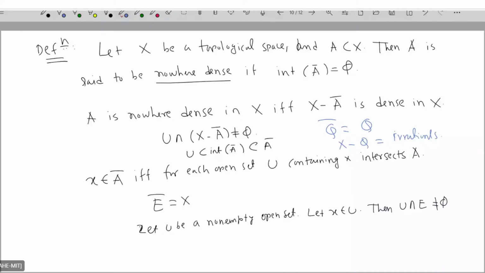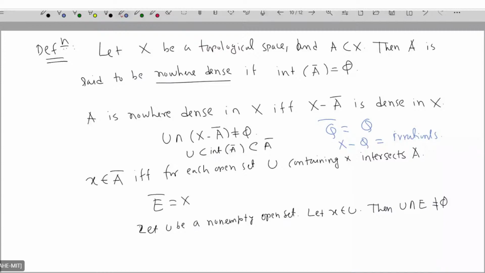But if we take the usual topology, Q is dense. Q is dense. Q is dense only. So the closure of Q is the whole of X, so the complement will be the empty set. So A is nowhere dense, but Q is not a nowhere dense set.